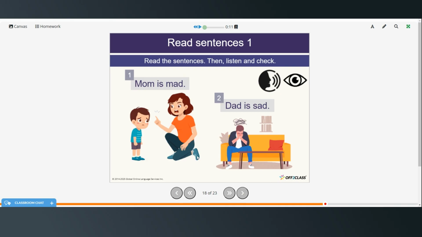All right, now read the sentences, and then we'll listen so you can check your pronunciation.